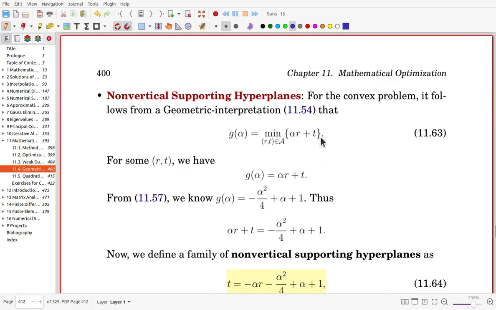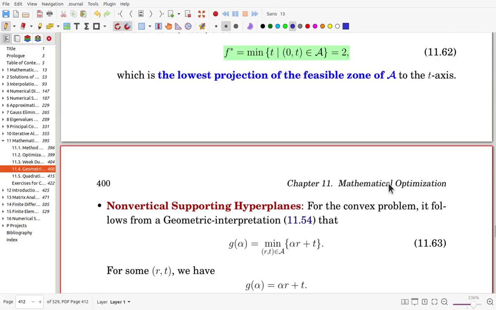Okay, this equation. And alpha r plus t, and minimization over r, t in the epigraph is g of alpha. So for some r, t, we have this equality. However, g of alpha is given in this way. That is 1157.